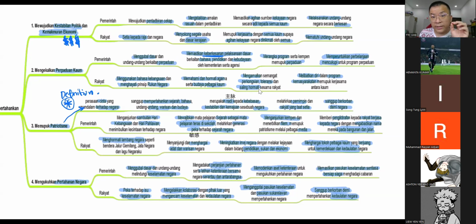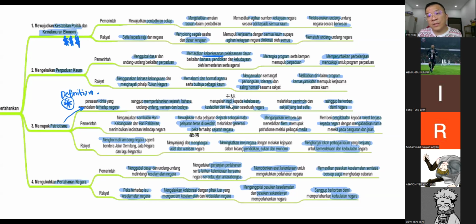Very forgiving society. And then we'll get involved in the society program kemasyarakatan. Because government come out the program, so we must participate. Then patriotism, very important. Patriotism, this is the definition. Cinta terhadap negara. Then we must mempertahankan sejarah, bahasa, undang warisan dan budaya. Okay, we must protect our country, our uniqueness.